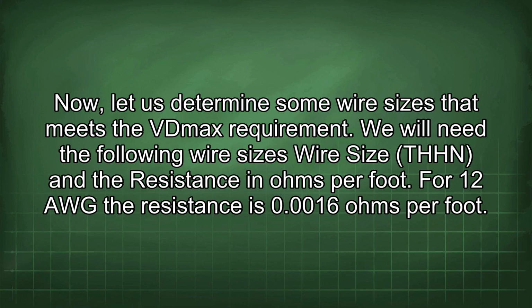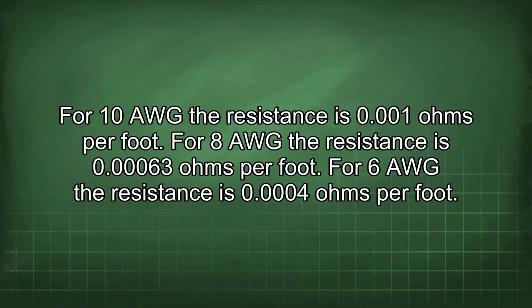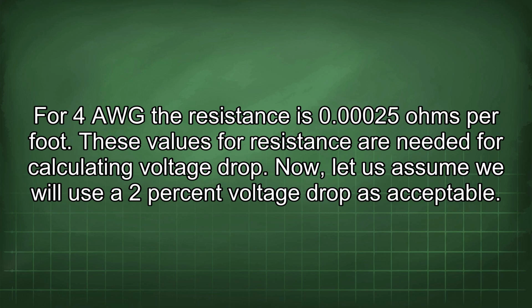We will need the following: wire size THHN and the resistance in ohms per foot. For 12 AWG the resistance is 0.16 ohms per foot. For 10 AWG the resistance is 0.1 ohms per foot. For 8 AWG the resistance is 0.63 ohms per foot. For 6 AWG the resistance is 0.4 ohms per foot. For 4 AWG the resistance is 0.25 ohms per foot. These values for resistance are needed for calculating voltage drop.